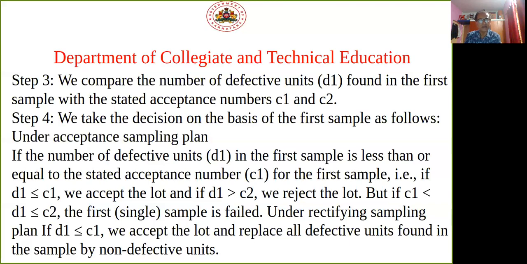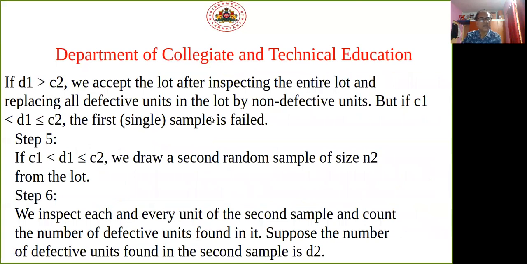Under the rectifying sampling plan, if D1 is less than or equal to C1, we accept the lot and replace the defective items found in the same sample with non-defective items. That is one stage. Next, if D1 is greater than C2, we accept the lot after inspecting the entire lot and replacing the defectives.